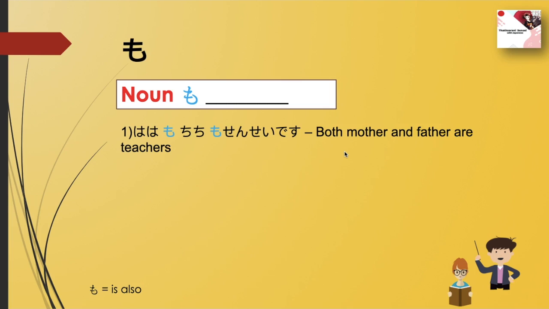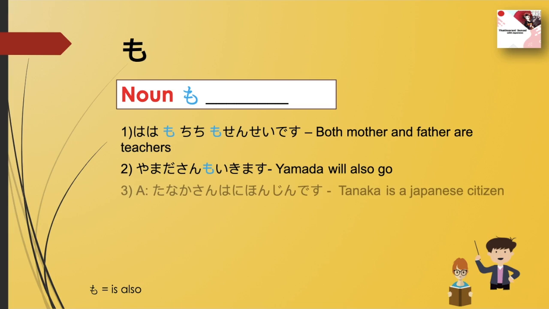Let's take a look at the second example, which is Yamada will also go. Yamada is a name, and we can write that name using hiragana characters. Yamada-san mo ikimasu. In this case, Yamada will also go means someone else is going, but Yamada will also join. That's why we use mo. Okay. Now let's take a look at the third example.